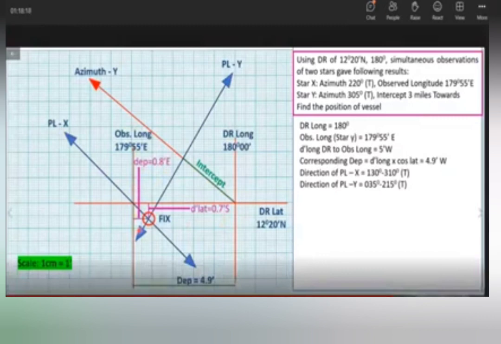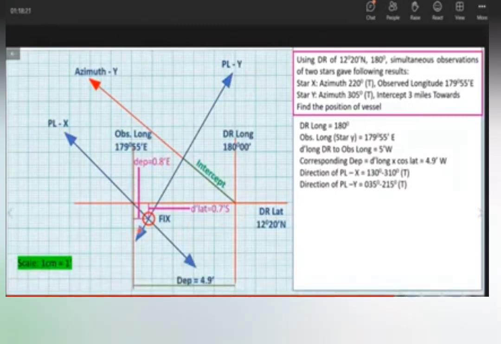So beta, any doubt up to here? No, sir. Very good, beta.